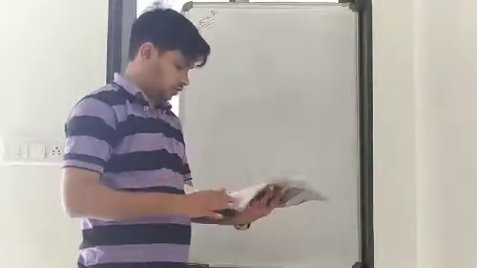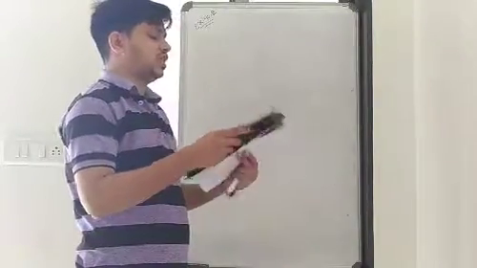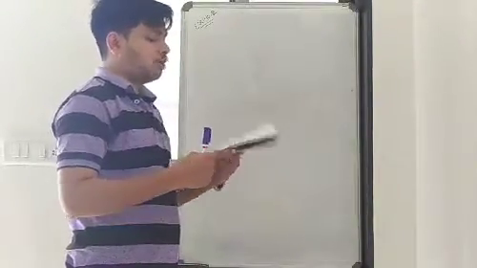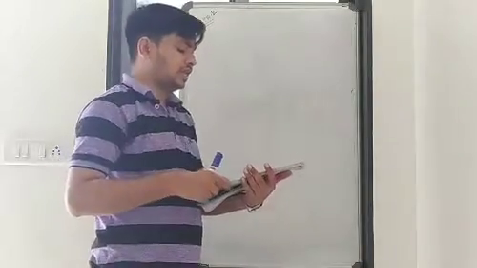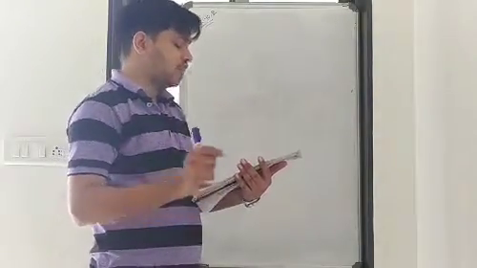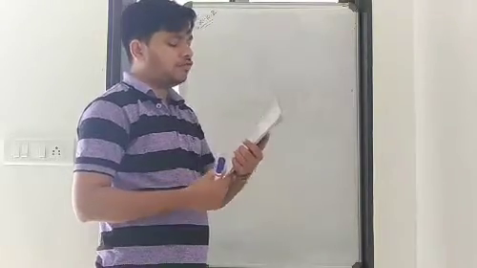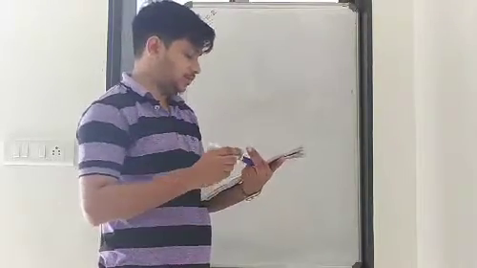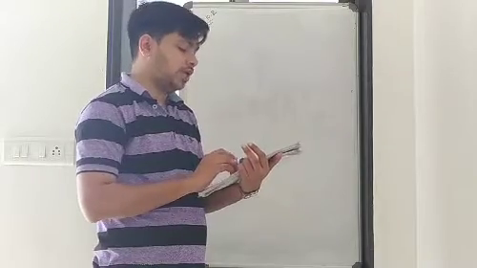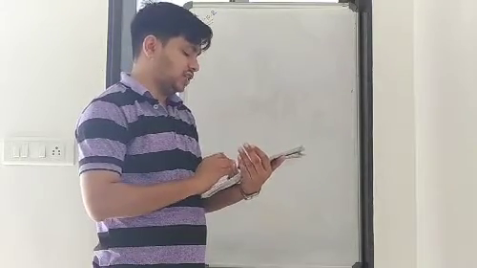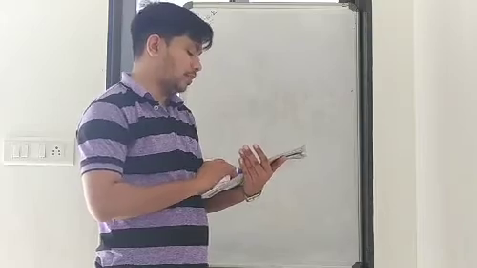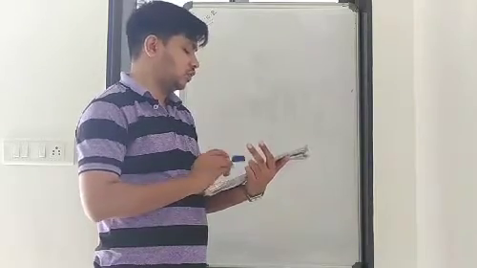What is the question? The question is that an object 4 cm in size is placed at 25 cm in front of a concave mirror of focal length 15 cm. At what distance from the mirror should a screen be placed in order to obtain a sharp image? Find the nature and size of the image.